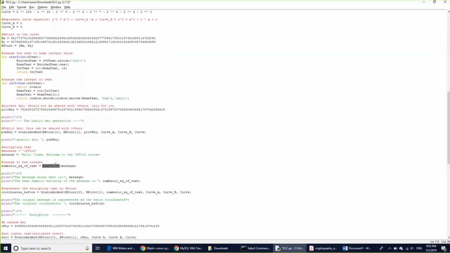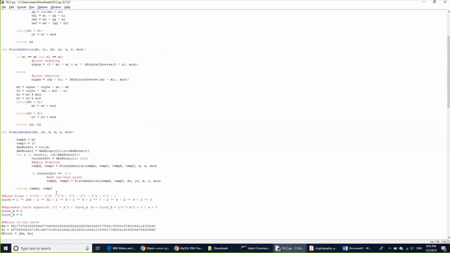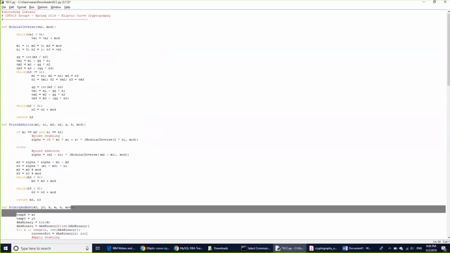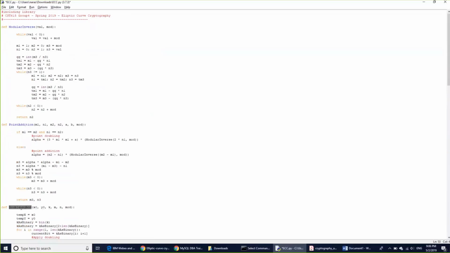Here it converts the original message to the hexadecimal numeric value, and here we are printing this original value. And these are the coordinates being used, the initial coordinates for that particular message. And this is the function used to do the calculations. Basically, this whole thing involves the main functions: modular inverse, point addition, and double and add.